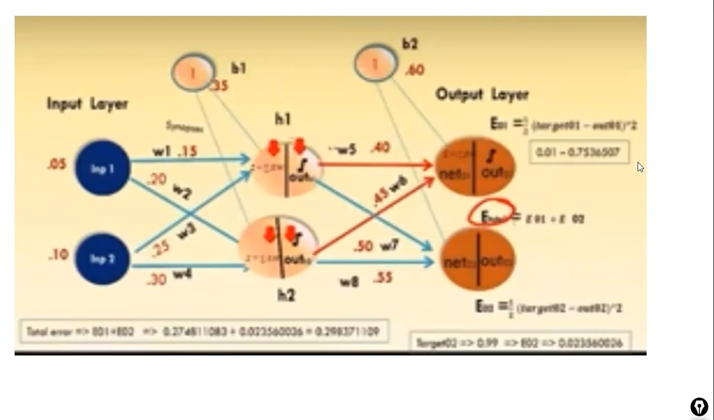Yes, you are correct. 1 divided by 1 plus e to the power minus z. So why is this sigmoid function used? What is the purpose of this one? Yes, it squashes the input values to a range between 0 and 1. Excellent. What is the formula for ReLU?